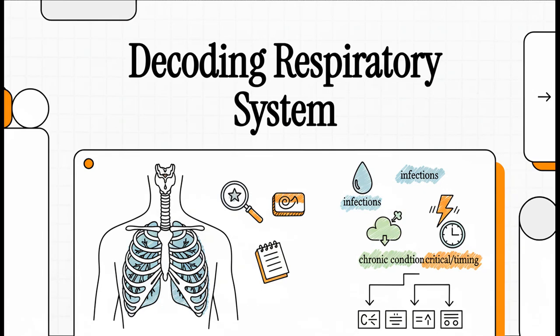Welcome to The Explainer. Today we're diving deep into the essential rules for coding diseases of the respiratory system. We're going to be using Chapter 18 of the ICD-10-CM as our guide, and we'll cover everything from common infections to life-threatening failures, and of course the procedures used to treat them.